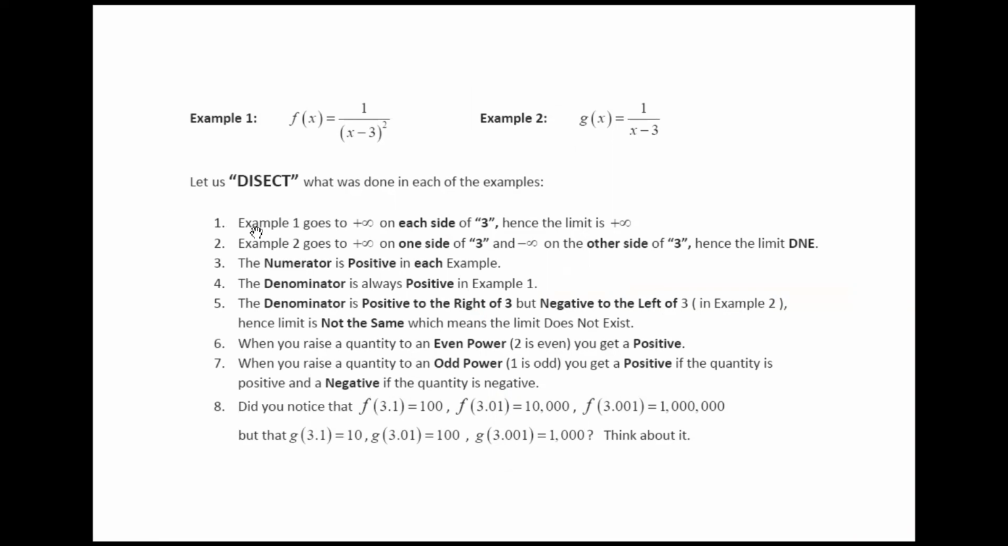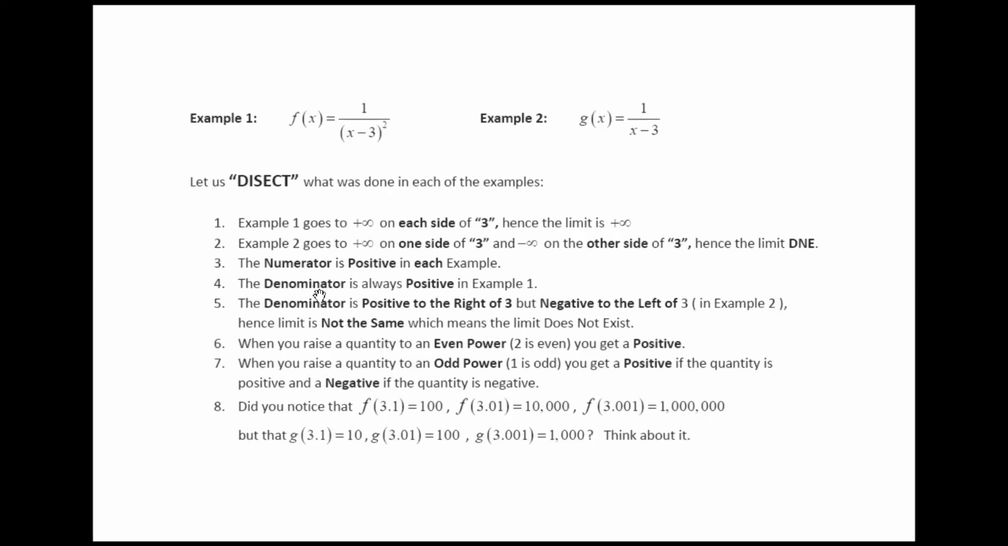Now notice, read along. Example 1 went to infinity on both sides, and so the limit was infinity. Whereas in this problem, it went to infinity on one side and negative infinity on the other. And since they're not the same, we said the limit does not exist. Both examples have 1 as a numerator, but we really aren't interested in that. What we're really interested in is that the numerator is positive. Keep that in mind. The numerator in each of these problems is positive. So all we really have to worry about is the denominator.